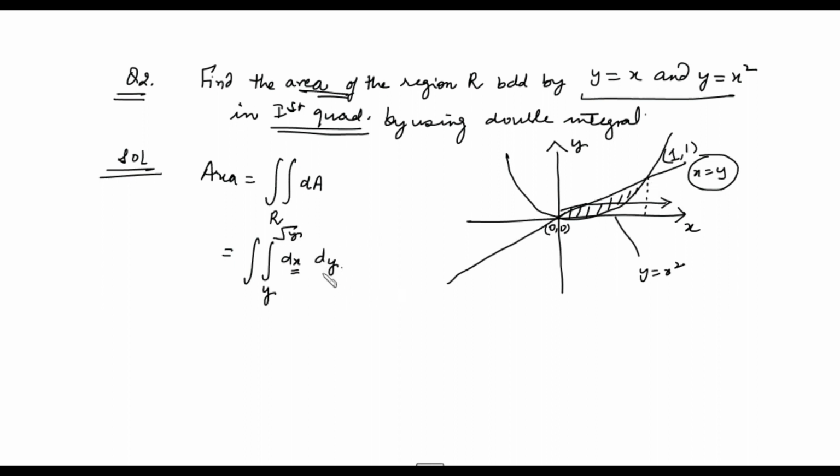Now the minimum value of the other variable, minimum value of y will be 0 and max value is 1. So now you just integrate first with respect to x, substitute the limits, and then integrate with respect to y, then substitute the limits. You will get the value of area, and in this case it is 1 by 6. Okay. So in this way we can find out the area of some region by using the double integral. Now the third type of problem is to evaluate the double integral by reversing the order of integration.